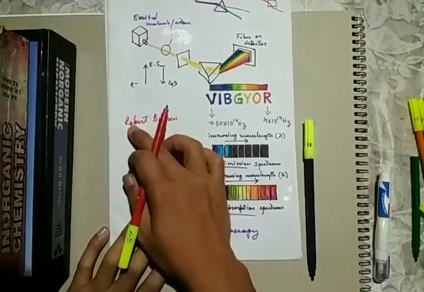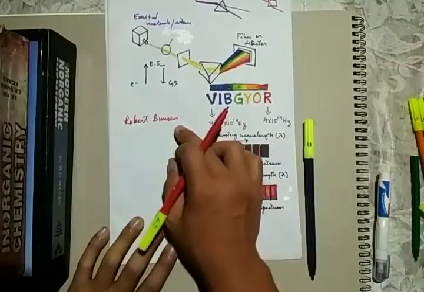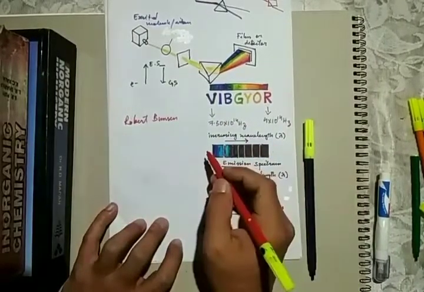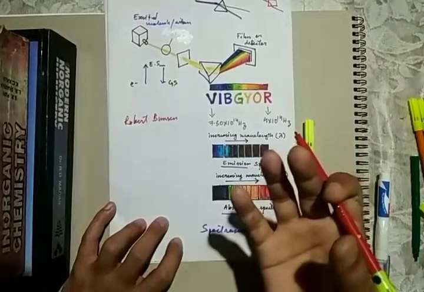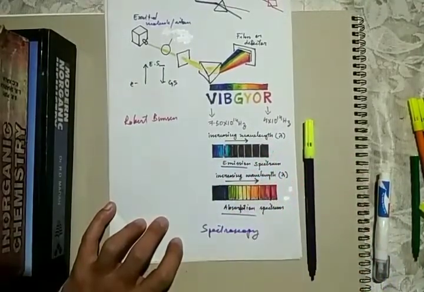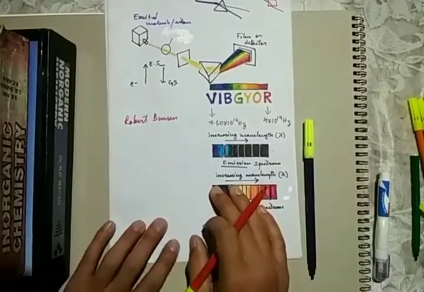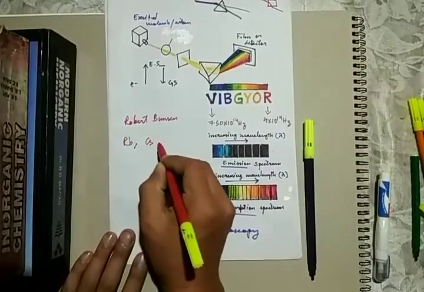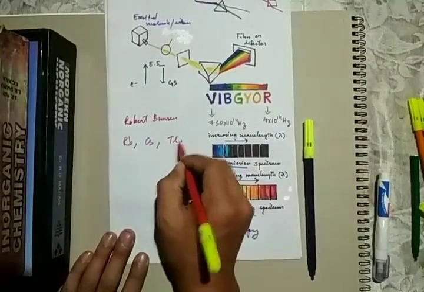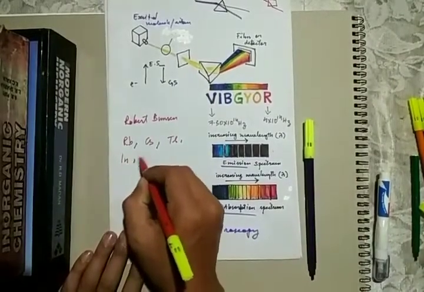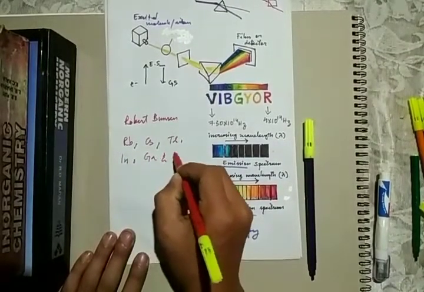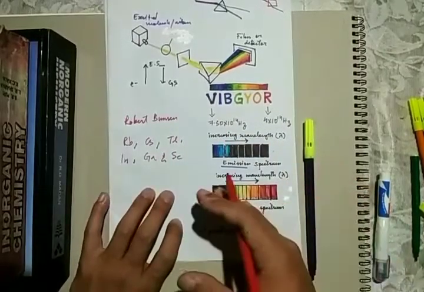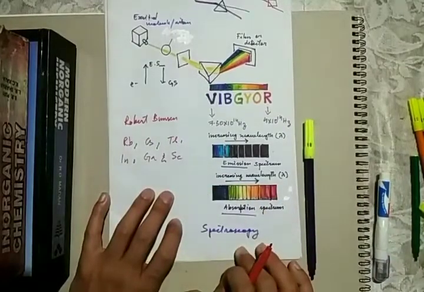A scientist, Robert Bunsen, was the first to investigate line spectra to identify elements. Through this line spectra, he identified elements. He was the first to do that. Elements like rubidium, cesium, thallium, indium, gallium, and scandium were discovered using this line spectrum, or what we call spectroscopy.